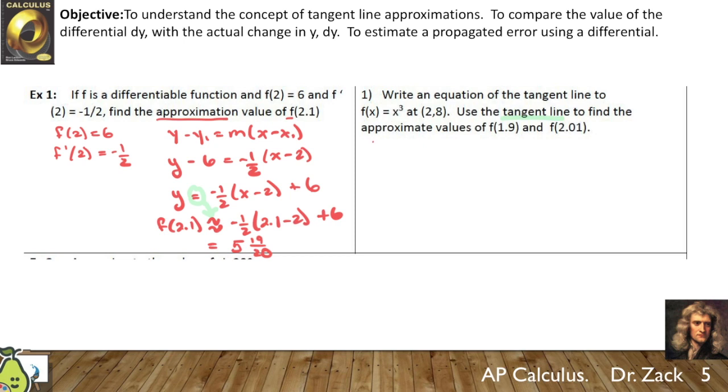So write your equation for the tangent line before you do anything else. And remember, the slope is the derivative evaluated at a point. You should never put in a variable expression. So I'm specifically looking for f prime at 2, and that should be a number.